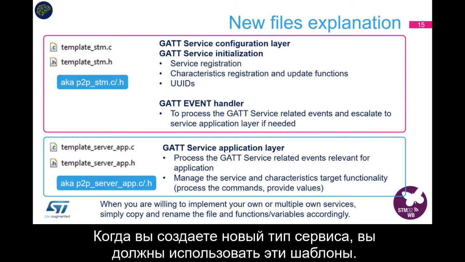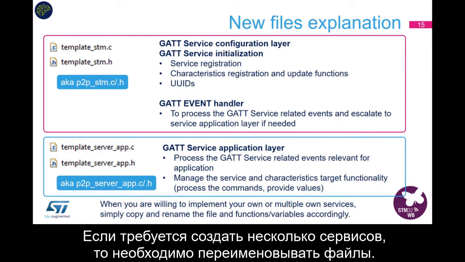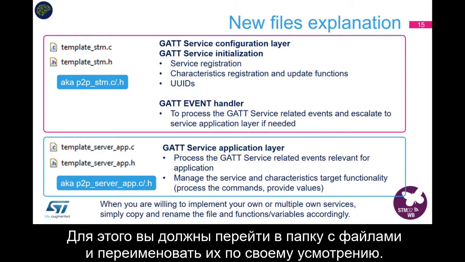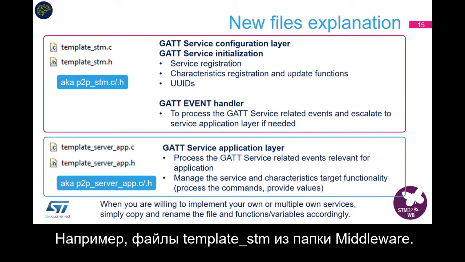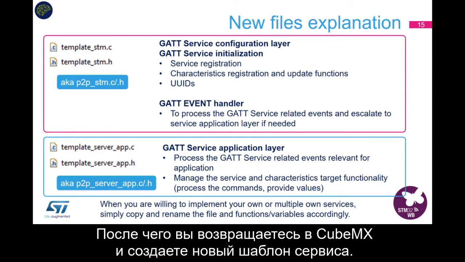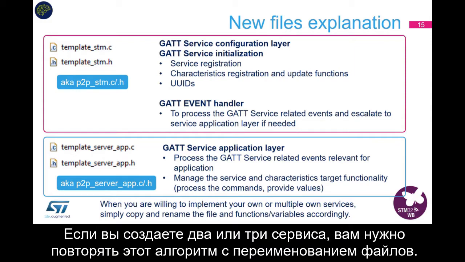When you start doing this type of service and you want to add more of these, then once you've generated the template one, you will then have to go into both of these subfolders and rename them from the word template to something that's appropriate to you. So in the middlewares, you'll need to rename template_stm to something that's relevant to you, and same with your main project folders, they will need to be renamed. And then once you've renamed them, you can then go back into Cube and generate another new template server. So if you're adding 2 or 3 extra services, you follow this process and then rename.